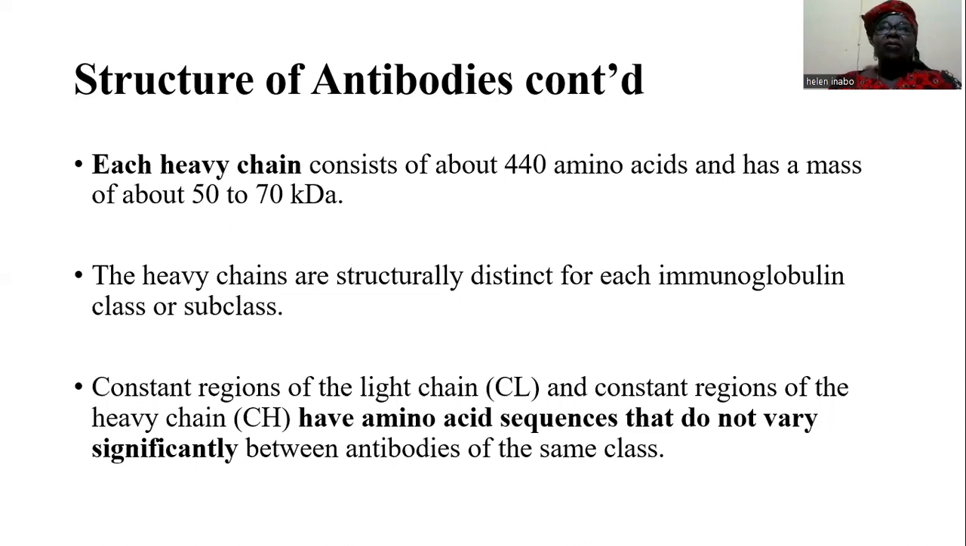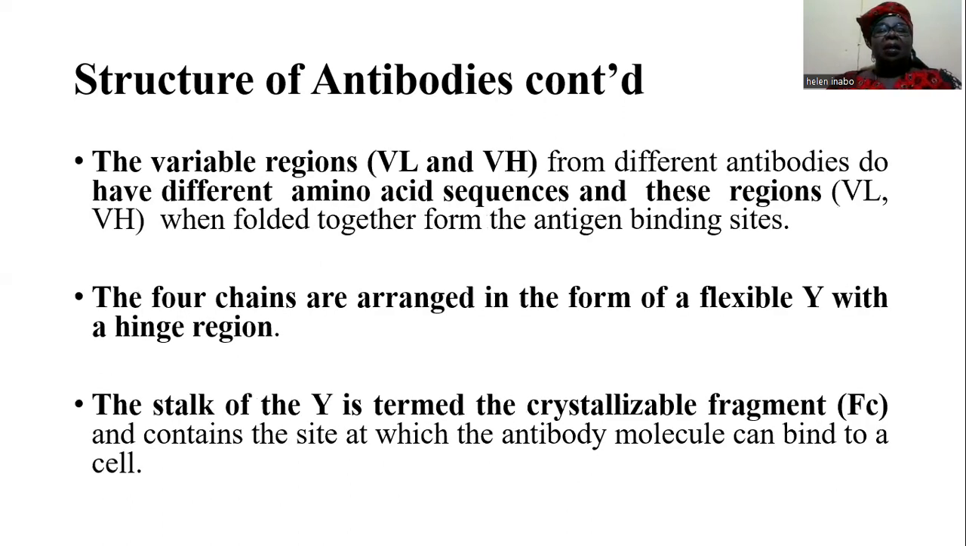The constant regions of the light chain and the constant regions of the heavy chain have amino acid sequences that do not vary significantly between antibodies of the same class, while the variable regions from different antibodies have different amino acid sequences. And these regions, when folded together, form the antigen binding sites.